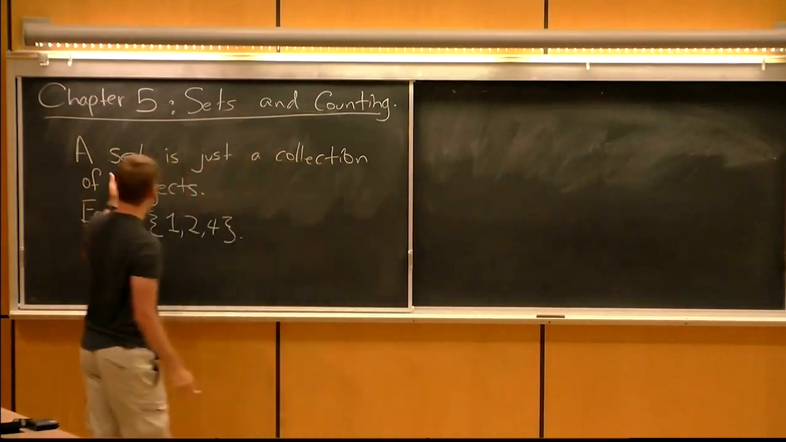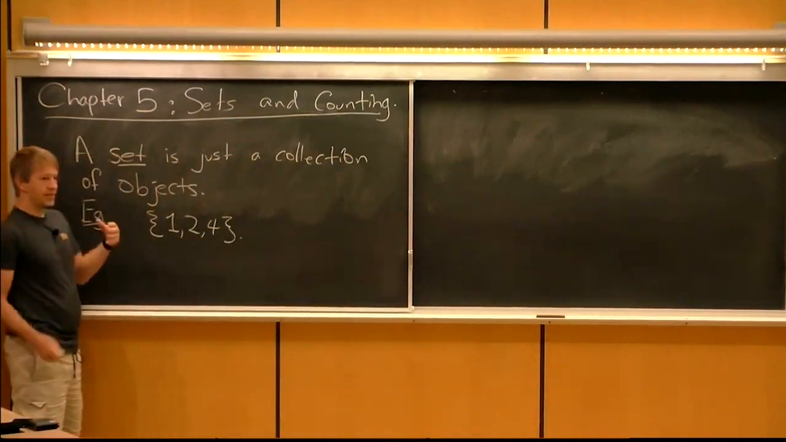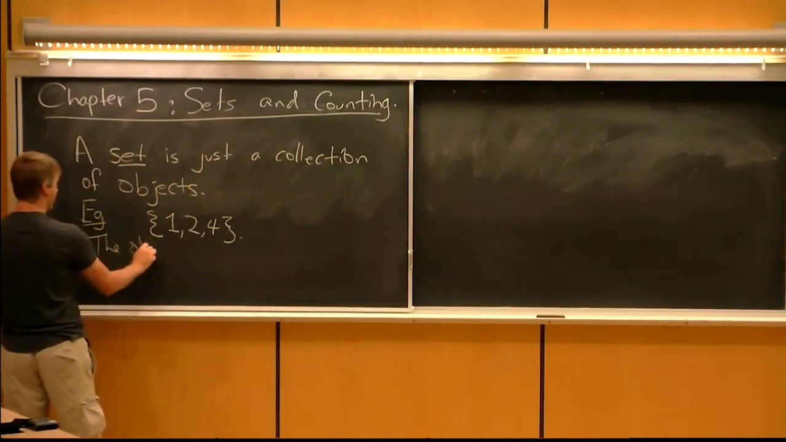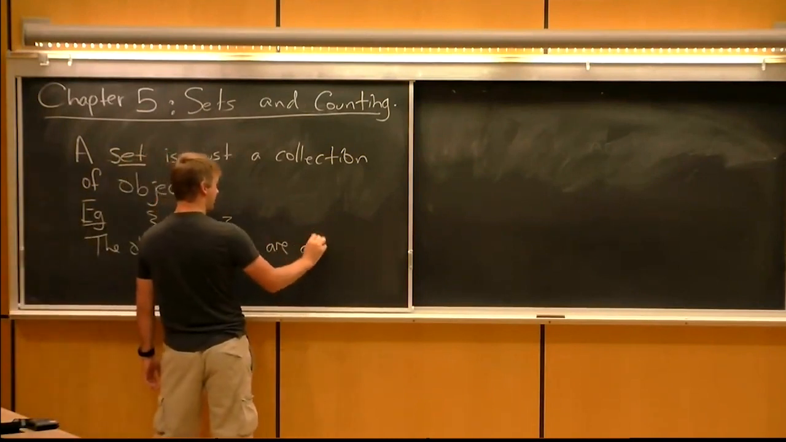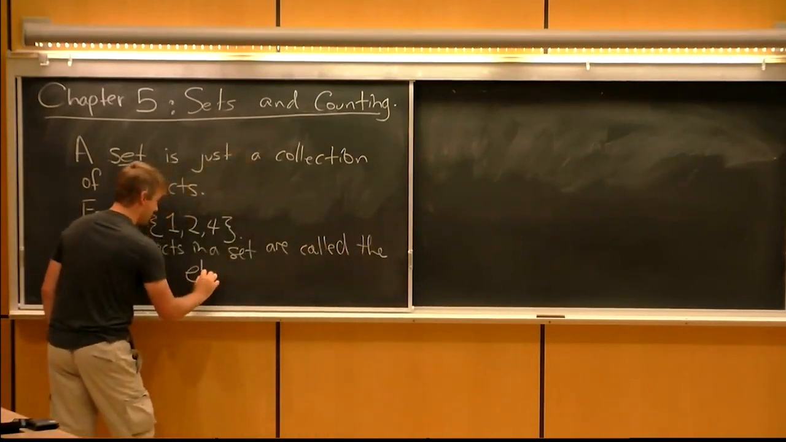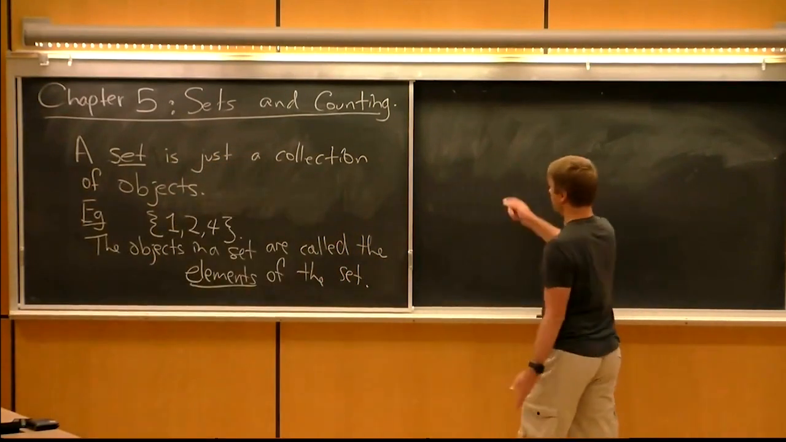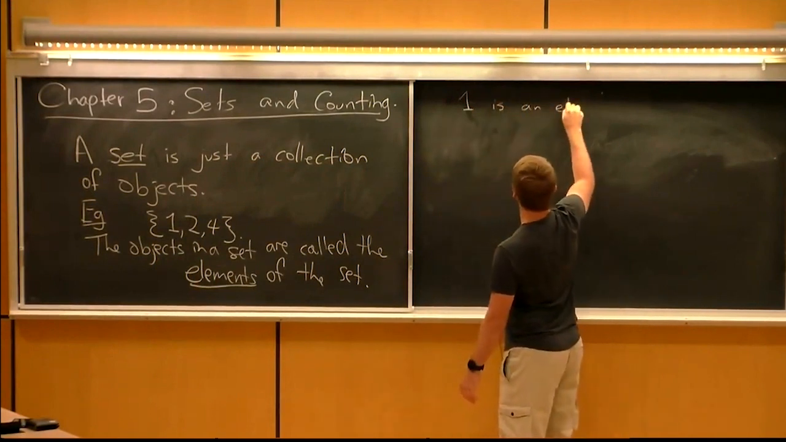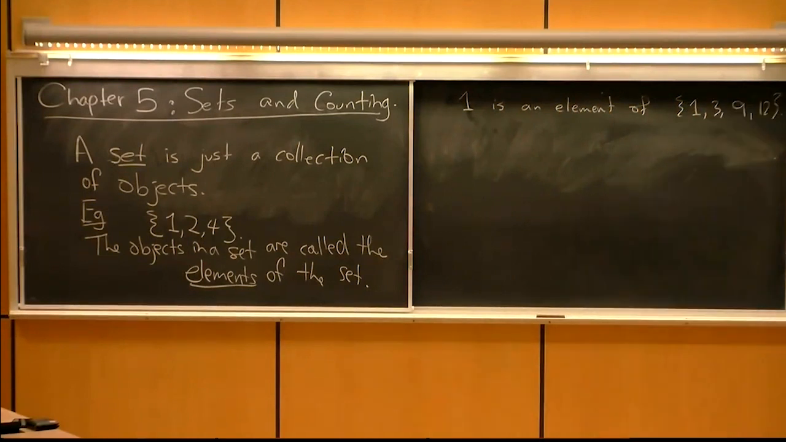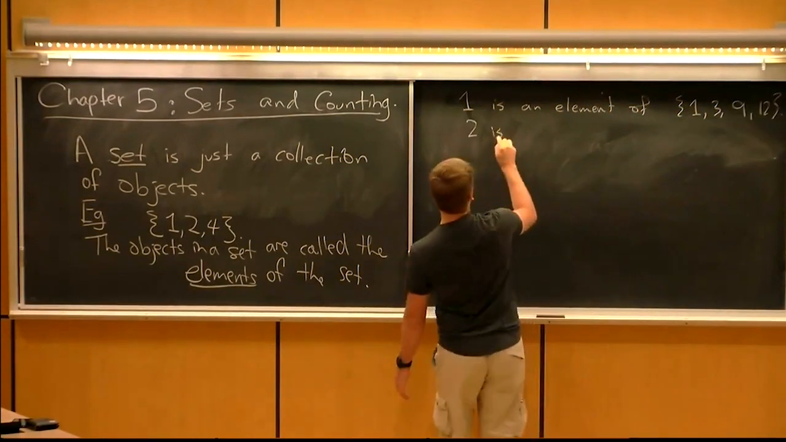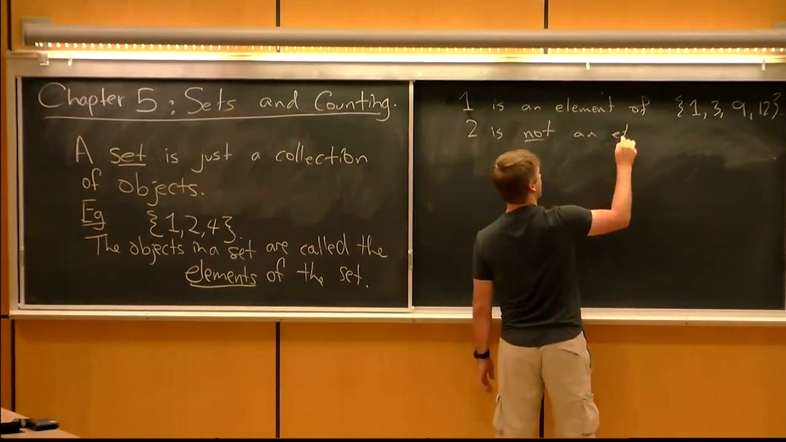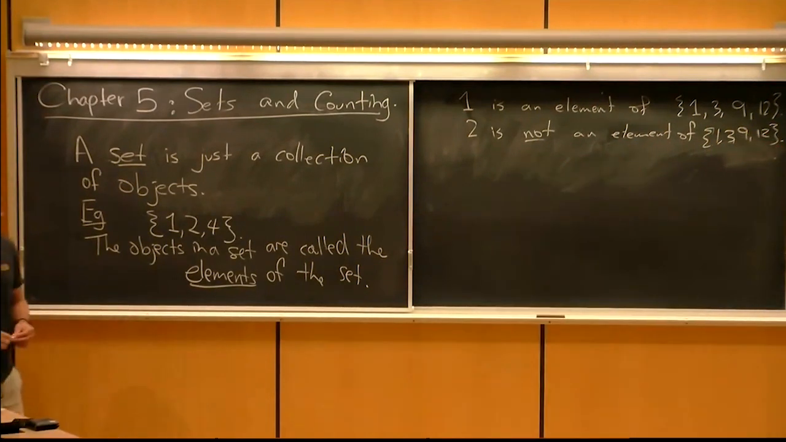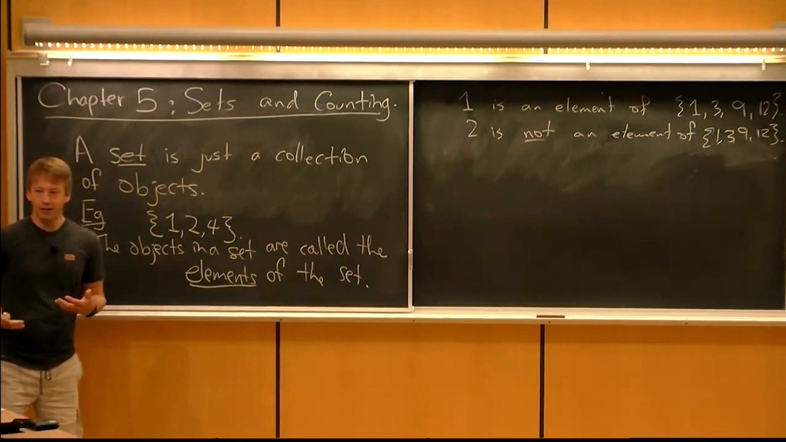So I've said that it's a collection of objects. These objects have a special name. The objects in a set are called the elements of the set. So for example, 1 is an element of the set {1, 3}, but 2 is not an element of that same set, {1, 3, 9, 12}. Now, a few different things I want to point out about sets.